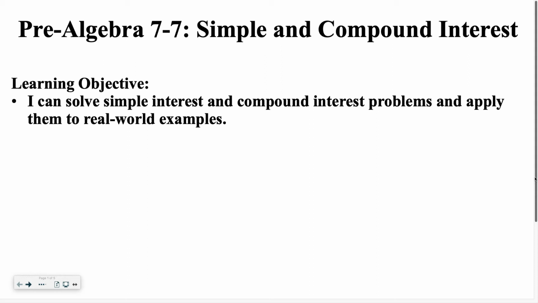Hello class, welcome to Pre-Algebra Lesson 7.7, which is all about simple and compound interest. By the end of this lesson, you should be able to solve simple interest and compound interest problems, as well as apply them to real-world examples.